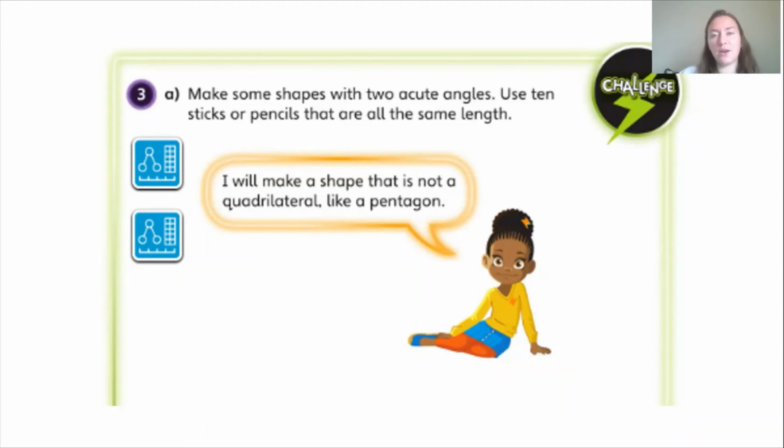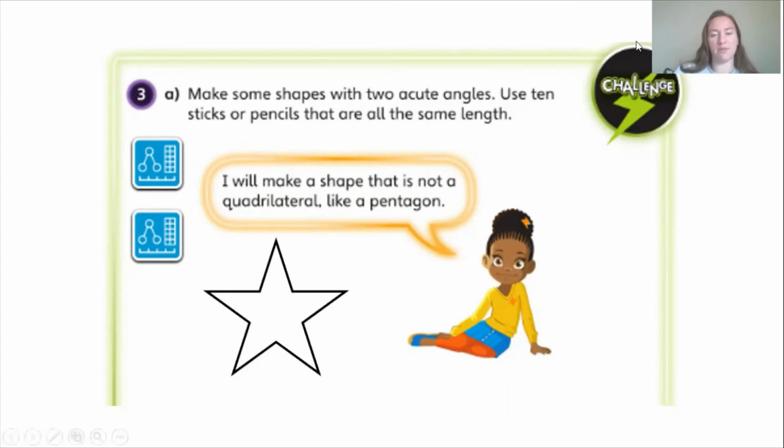Pause the video now and have a go at working out and drawing some of these shapes, and then come back to the video when you are ready. All right, so the shape that I made with my 10 pencils of equal length is a simple star shape, a 5-pointed star. This shape has 10 sides, and these angles that are in the points, these are acute because they are smaller than 90 degrees, they are less than a right angle.